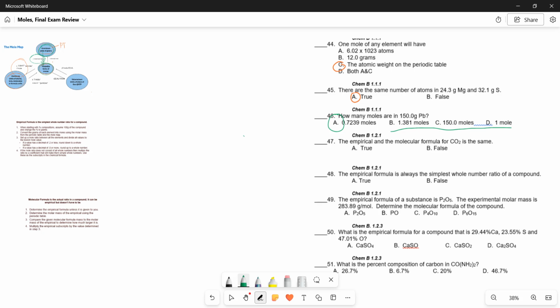47 says the empirical and molecular formula of CO2 are the same. So this is having my students apply the definition of empirical formula, and empirical means the simplest ratio.